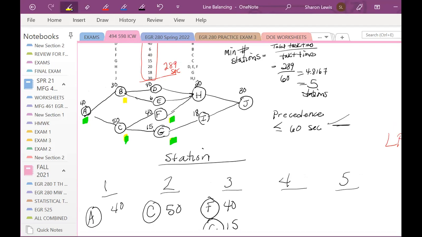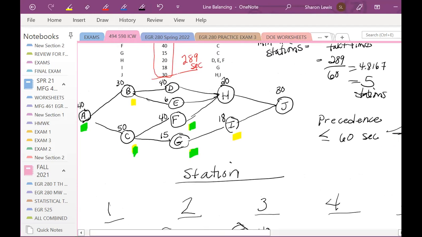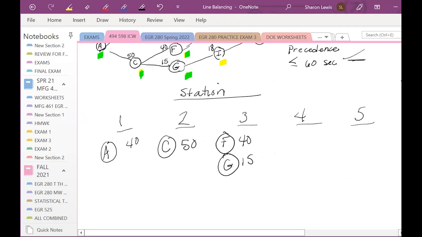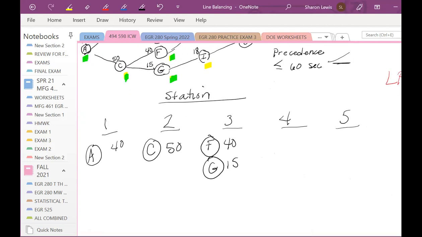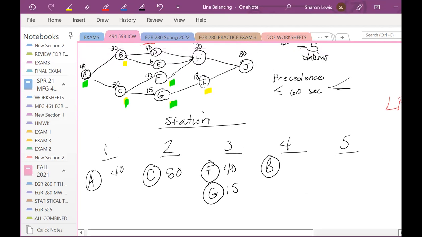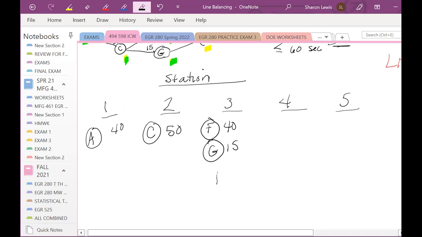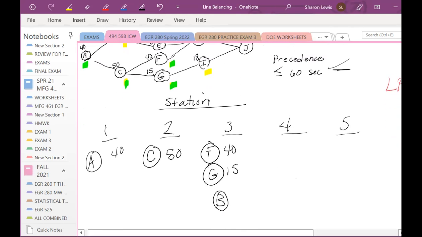That opens up another candidate for us, which is I. Now let's go to our longest processing time and look at the candidates. We've got B and we have I, and we want to choose the longest processing time. So we're going to put B in. Well, B doesn't fit in station 3. That would go over. So B will move into station 4. Before I do that, I'm sorry, let me check. I want to put in the longest processing time, B, and that is 30.